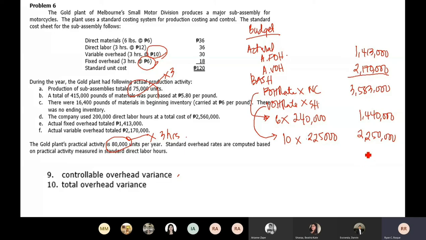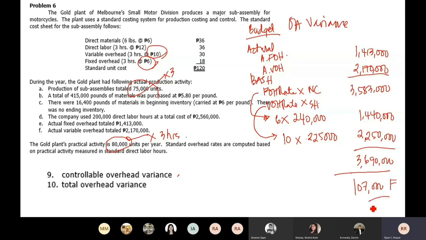Ayan. So, total lang po natin to, this is 3,583,000 for your actual, and for your bash magkano to? 3,690,000. So to get the budget overhead variance, so that would be magkano po yon? Oops, sorry. So that would be the difference of 3,690 and 3,583, and that is 107,000. Is it F or U? Alin mas malaki, sa kanan, maliit tong actual, so this is favorable. That is your budget overhead variance. Again, compare actual and your bash.